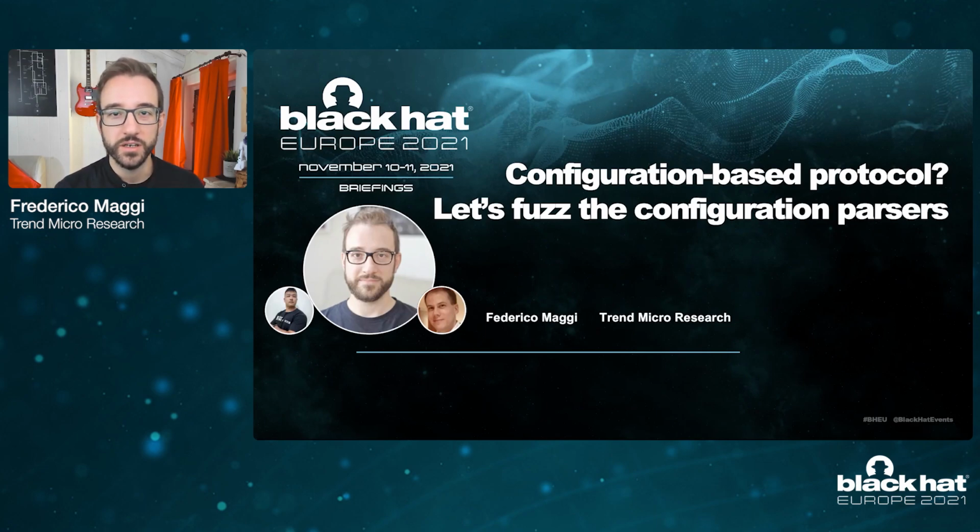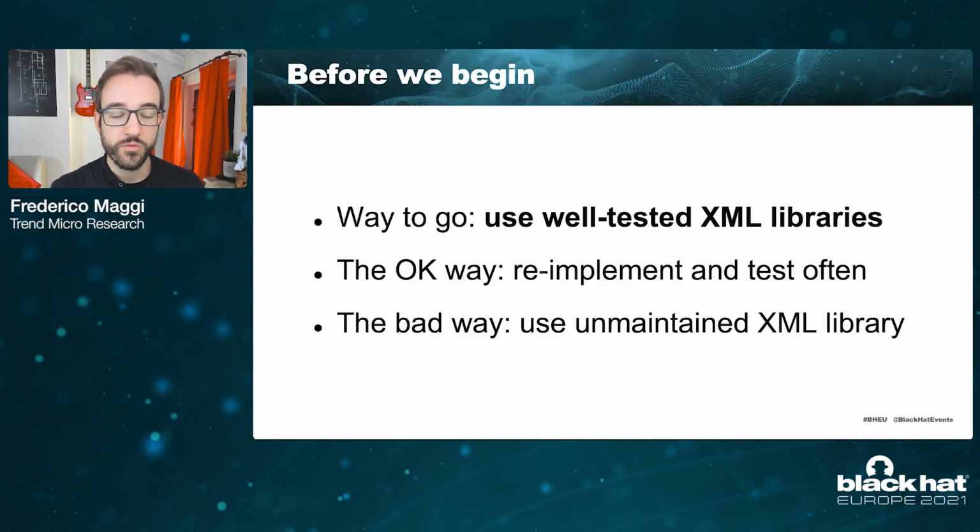Let's now look into the configurability of DDS. We said at the beginning that with an XML file, one could specify an entire DDS system, including quality of service, security settings, and so on. So parsing XML files plays an important role for DDS implementations. We found three broad cases. One is those vendors that decided to use a well-tested XML library, which is a good practice. The OK way, which is vendors that decided to re-implement XML parsing, which can actually be quite good if it's paired with continuous testing. So we found cases where the implementation was almost free from bugs, comparable to the first case.